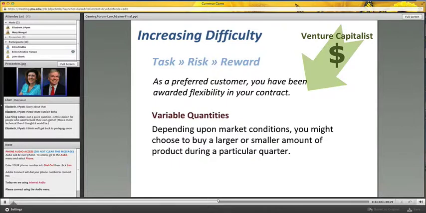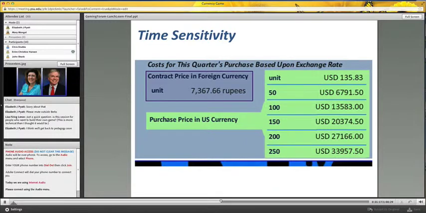So now, rather than having to buy a predetermined amount of product each quarter, depending upon the current market conditions, you can choose the quantity of product that you want to buy in a particular quarter. But there are still some rules and parameters under which you must operate. So you're required to purchase in lots of 50, and you can purchase no more than 250 units during any one quarter. And you must purchase a total of 800 units over your 2-year contract.